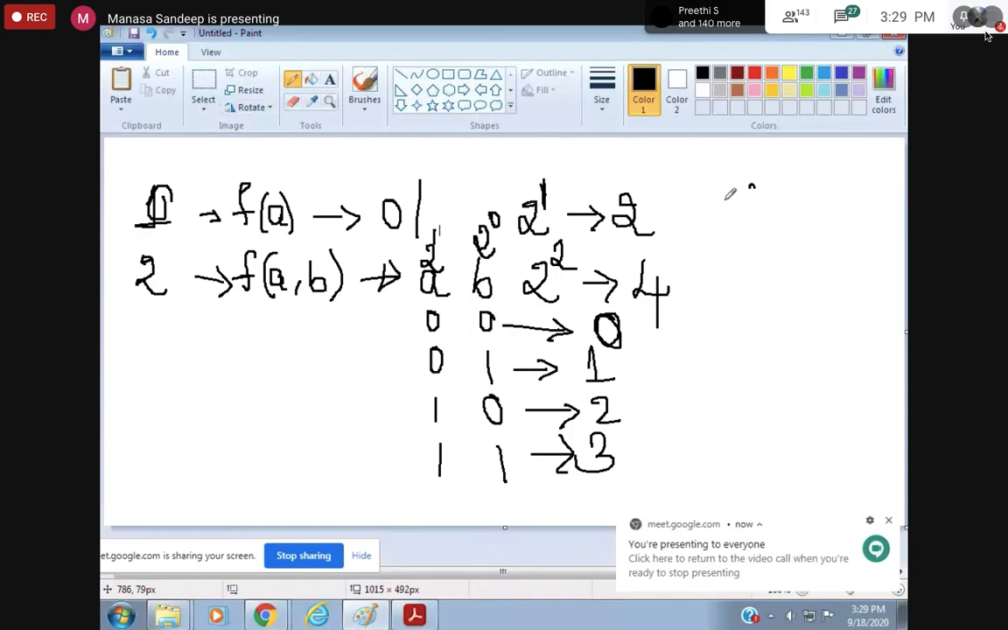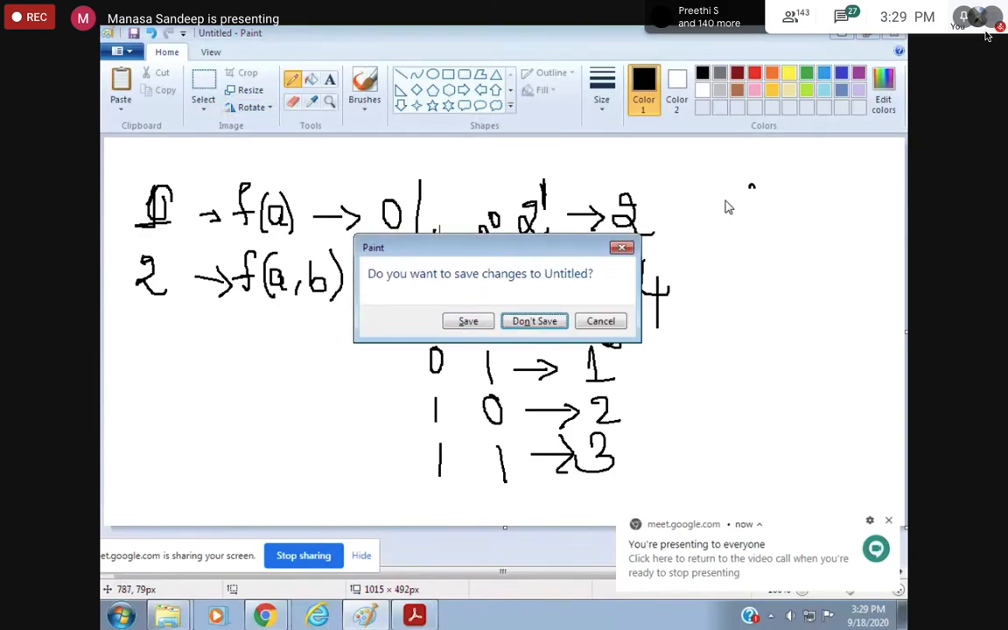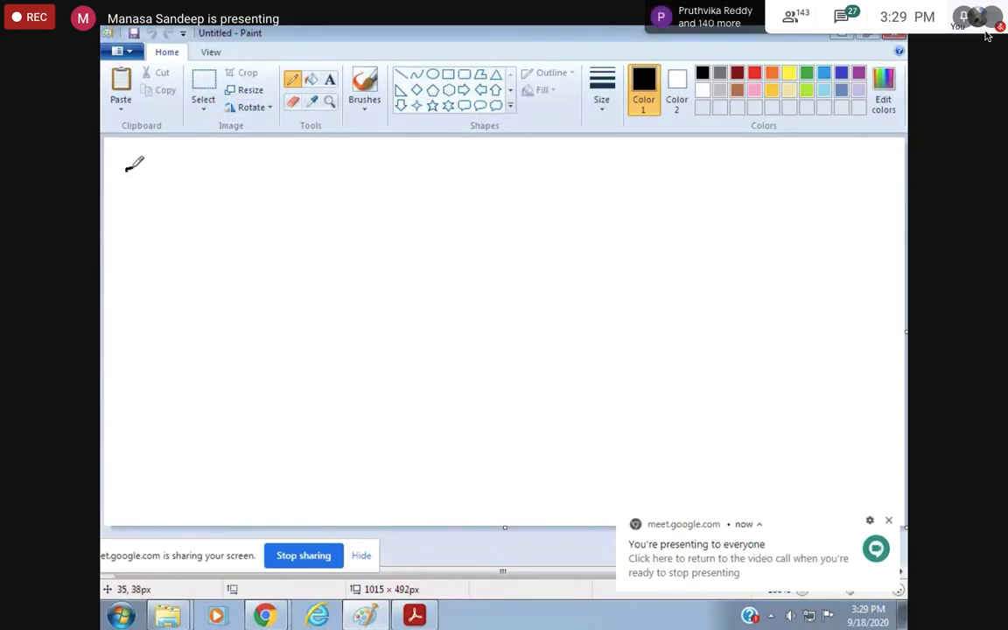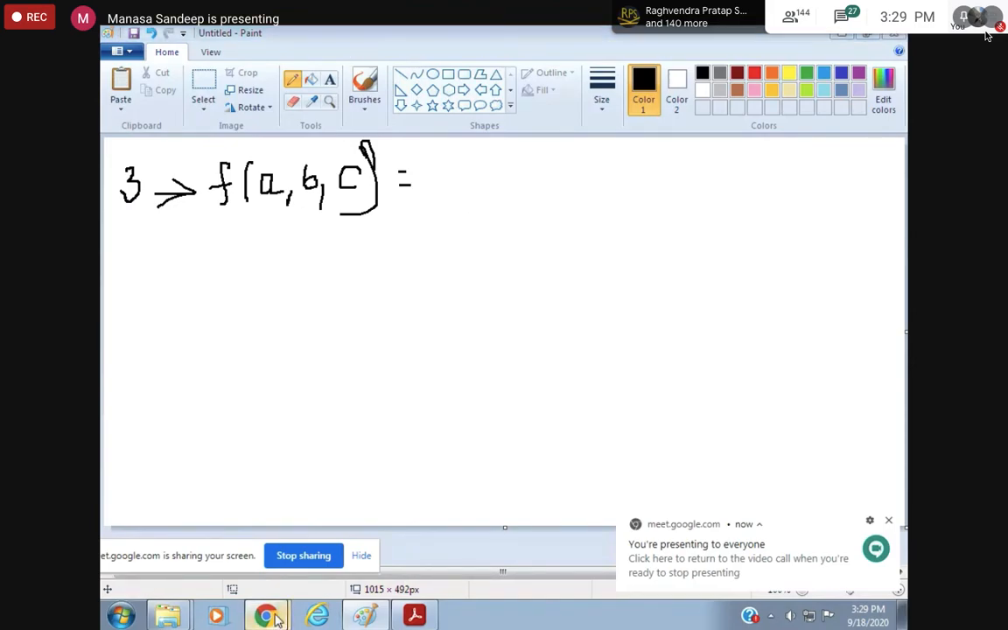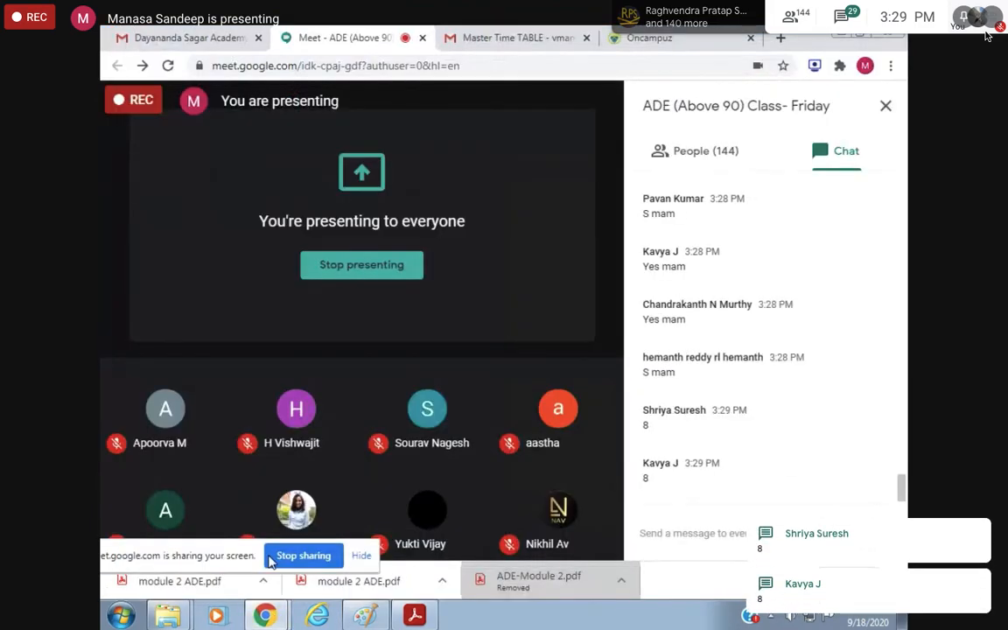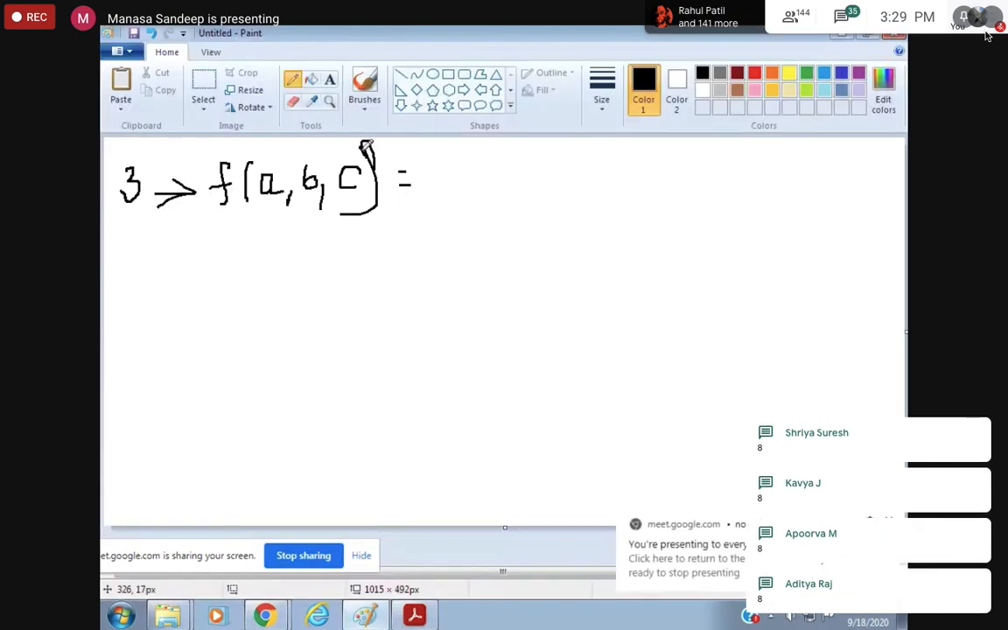Similarly, in continuation, if I say the input is represented with 3 bits, then the input function you can write as a comma b comma c. Then how many possibilities will be there to represent this function? How many possibilities? Exactly. Very good. So how did you get the 8? It's because 2 power 3 is equal to 8. And which are those values?